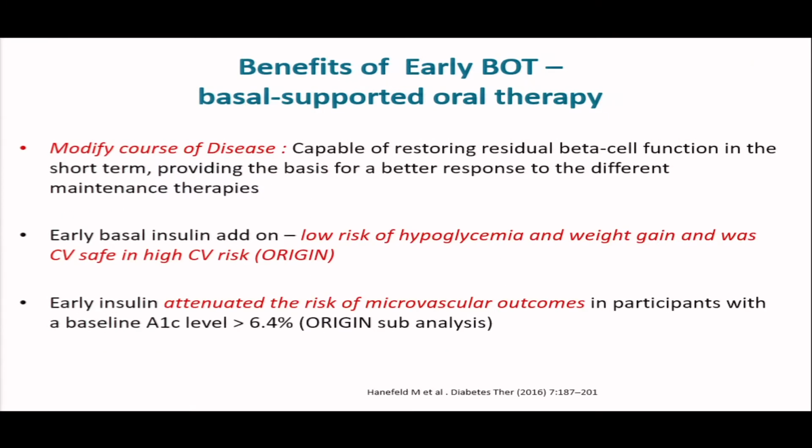The benefits of early basal and oral therapy are pleiotropic. We can modify the course of the disease. This is capable of restoring residual beta cell function in the short term, modifying the basis for a better response to different maintenance therapies. Early basal insulin add-on is associated with low risk of hypos and weight gain and is safe from increased cardiovascular risk in an enriched population.